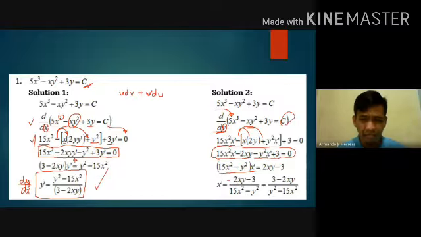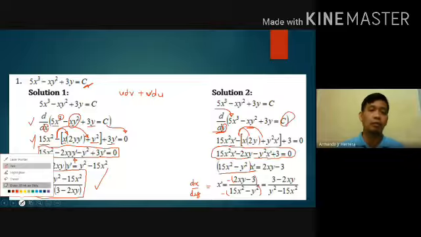So pag multiply natin ito, both numerator and denominator by negative 1, makikita nating sagot ay 3 minus 2xy over y squared minus 15x squared. So again, alam naman natin na ang x prime is derivative of x with respect to y. So to check kung tama ka, take the reciprocal. So remember, kung titingnan natin, this is dy dx, this is dx dy, take lang natin yung reciprocal, makikita natin na nag-match yung ating sagot. So that will be our answer for number 1.